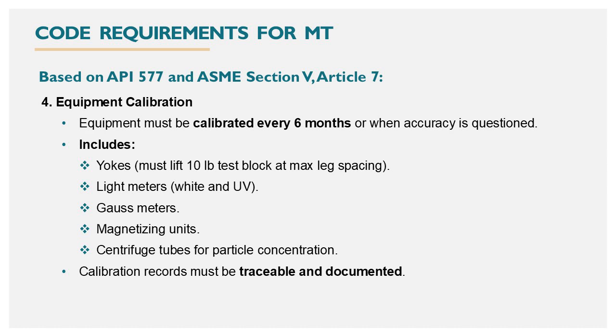Code requirement number 4 is equipment calibration. Equipment must be calibrated every 6 months or when accuracy is questioned. The equipment to be calibrated includes: yokes, which must lift a 10 pound test block at max leg spacing; light meters, white and UV; gauss meters; magnetizing units; and centrifuge tubes for particle concentration. Calibration records must be traceable and documented.